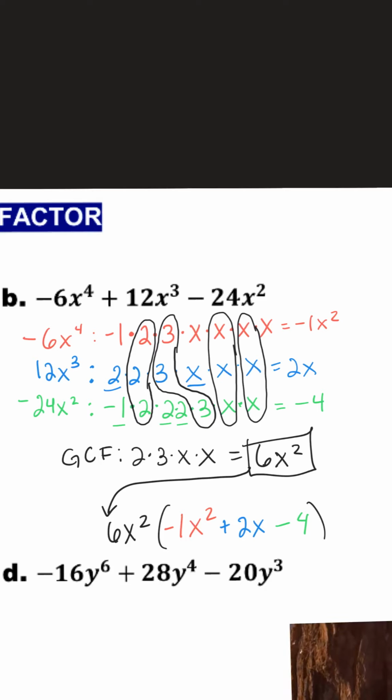And then to check your answer, you could do the distribution property where you add the exponents. I know that 6 times negative 1 is negative 6, and then x squared and x squared gives me x to the fourth. 6 times 2 is 12, x squared and x gives me x to the third, and 6 times negative 4 gives me negative 24, and then keep the x squared.